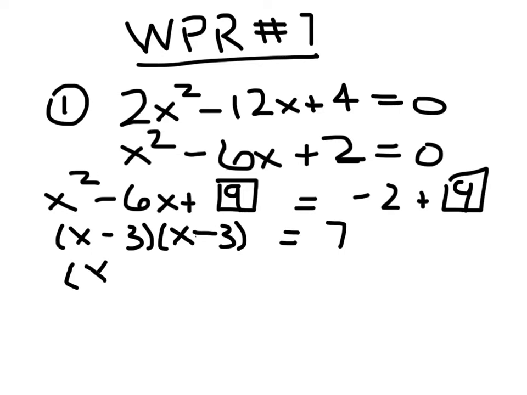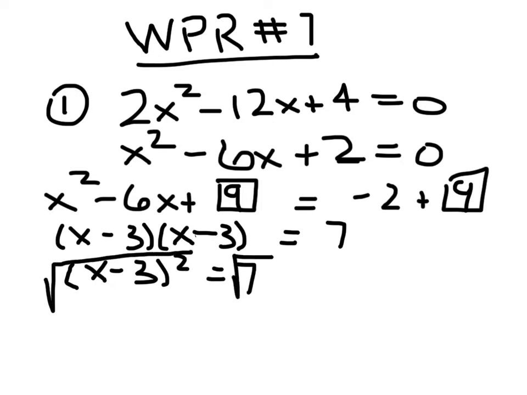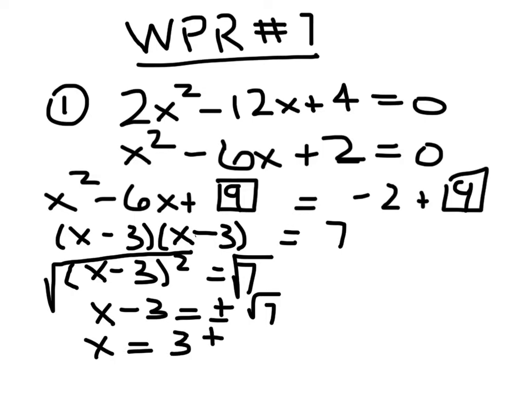and rewrite it as x minus 3 squared, which then allows me to take the square root to get x minus 3 equals plus or minus square root of 7, and lastly I can add that 3 to the other side, so I have my roots 3 plus radical 7, 3 minus radical 7.